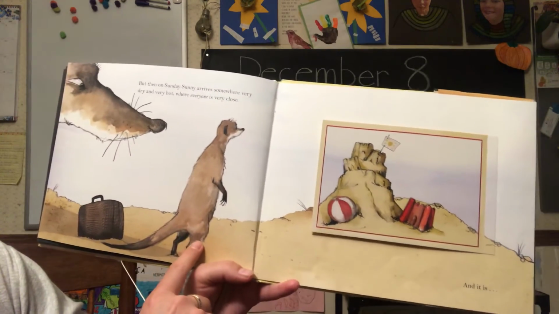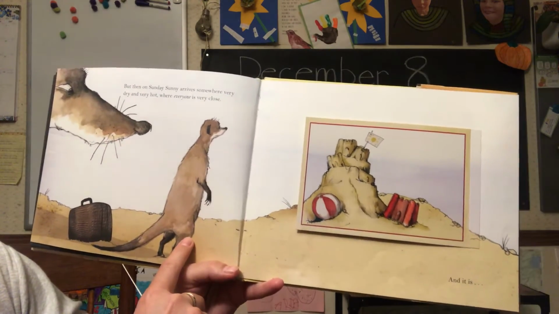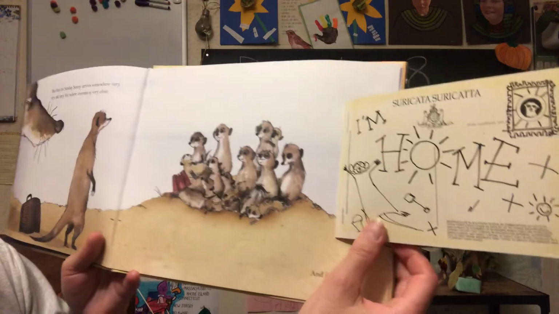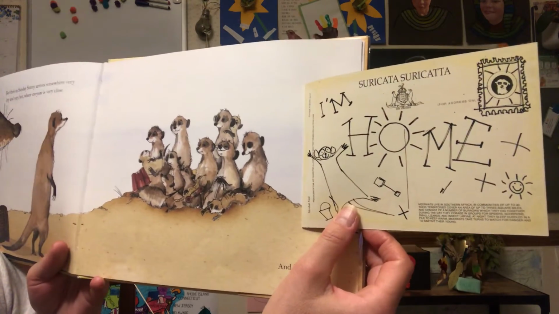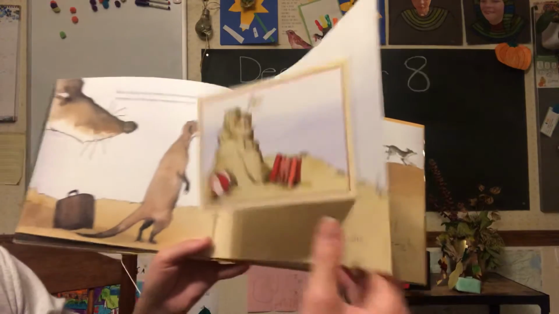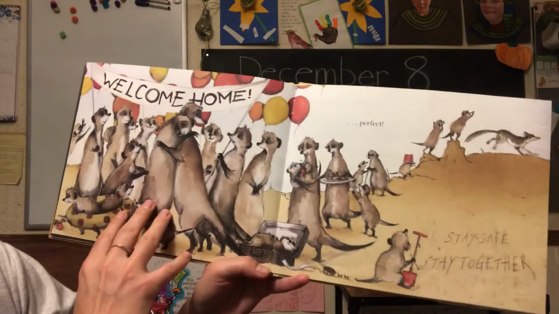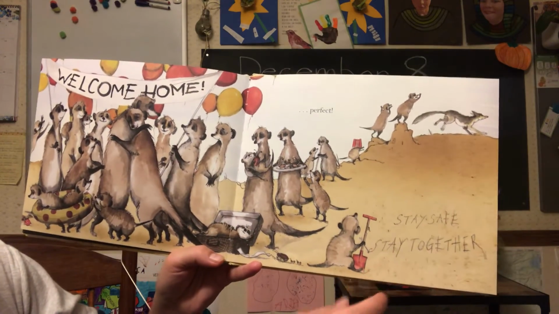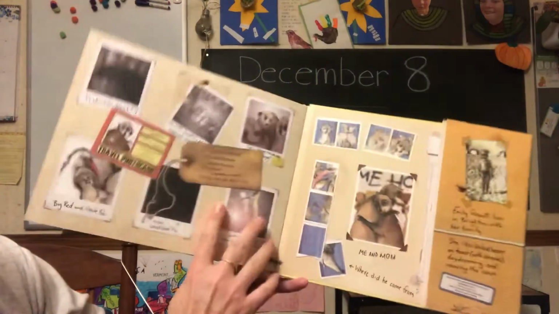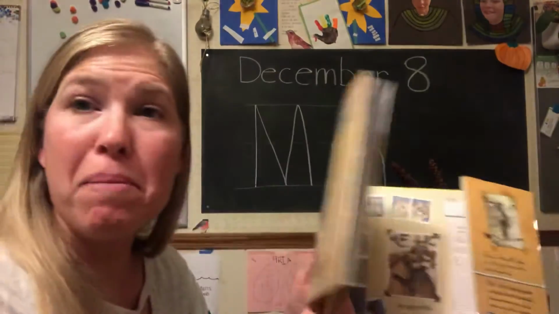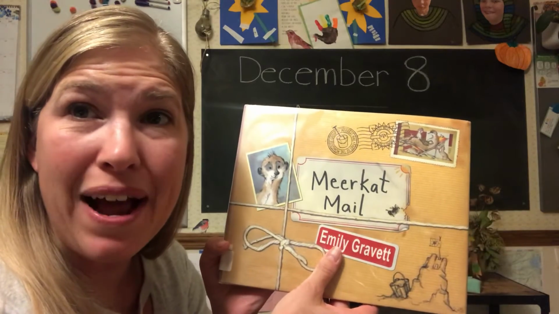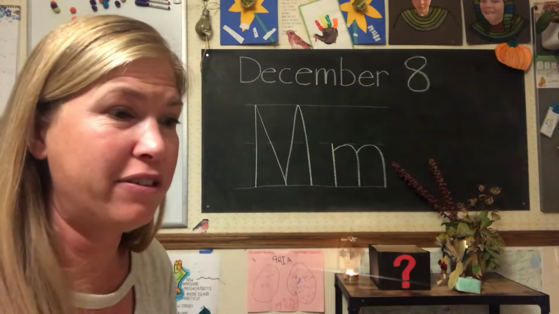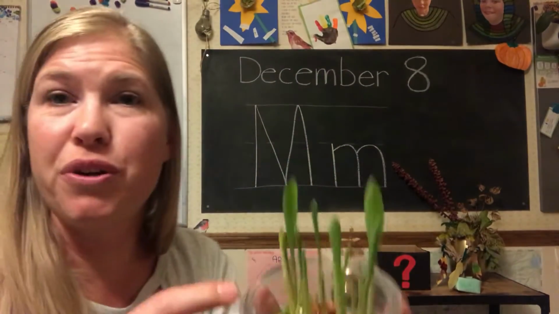But then on Sunday, Sunny arrives somewhere very dry and very hot, where everyone is very close. Where? I'm home, and it is... Welcome home. It's perfect. Stay safe, stay together. So there's not a map in this book, but there's lots of traveling around in the Kalahari Desert, which is pretty spectacular.